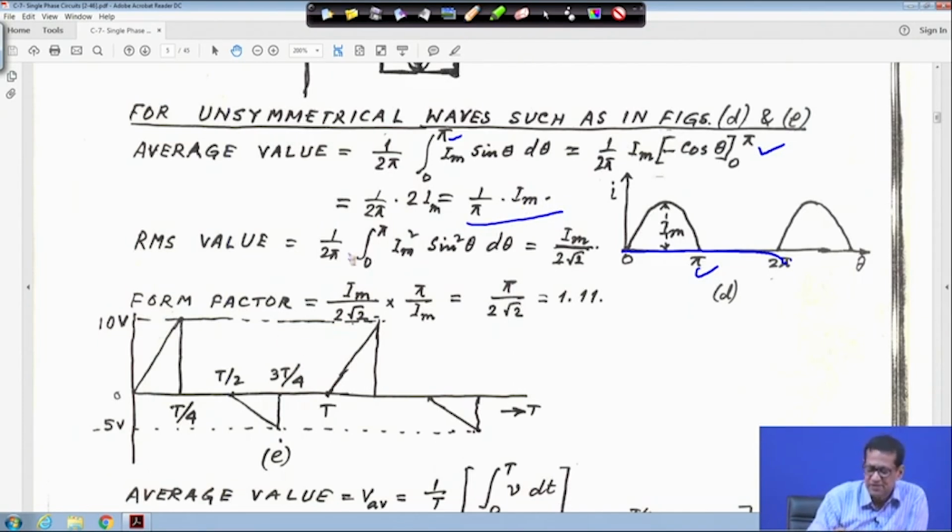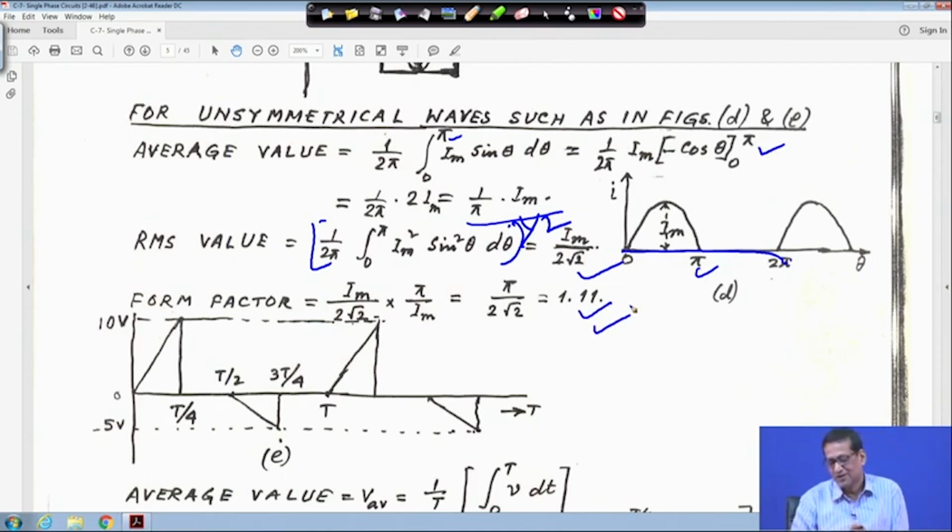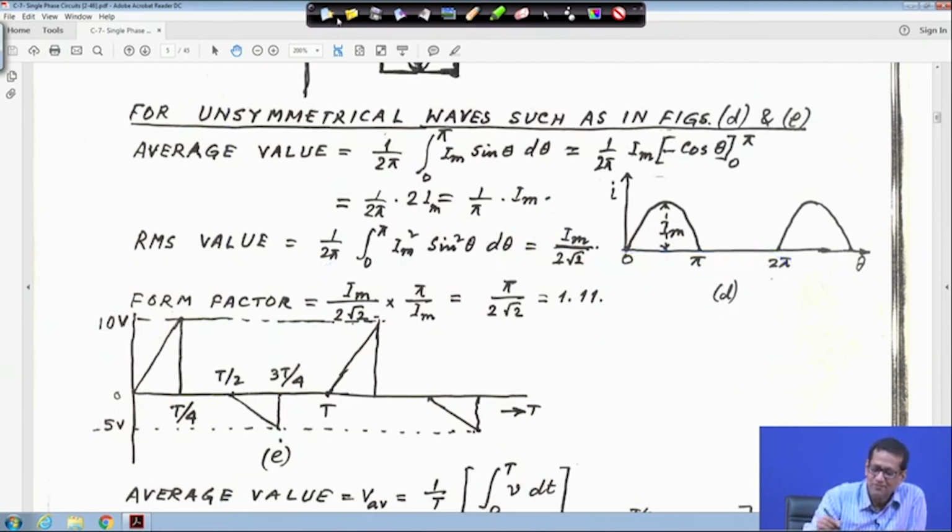Now for the RMS value it will be 1 upon 2 pi, 0 to pi, Im square sin square theta d theta, to the power half, right? So if you integrate it, you will get Im upon 2, that is Im by 2. So this is your RMS value. Now the form factor you can get the same way, it will be 1.11, right? So although it is a half cycle, the waveform is sinusoidal, so you are again getting 1.11, right?